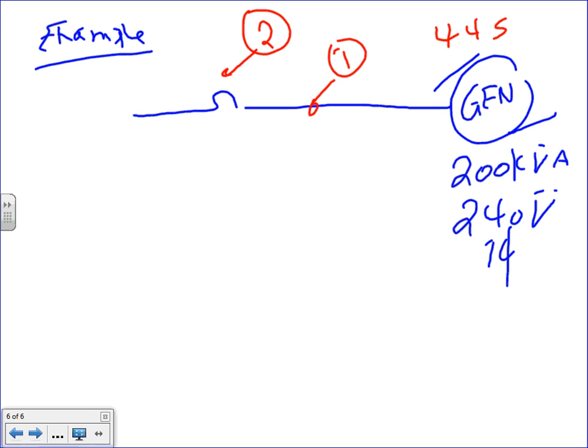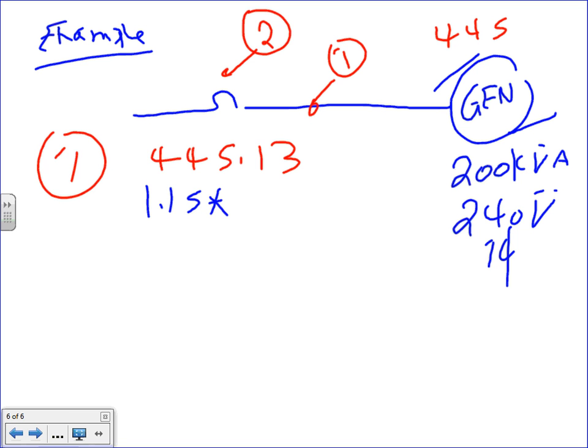If you guys go to Article 445, the conductor. If you read through 445.13, you're going to find that we size the conductor based on 1.15 times I. But since I don't have the I, the first thing I need to do, guys, is find the full load current of this generator.